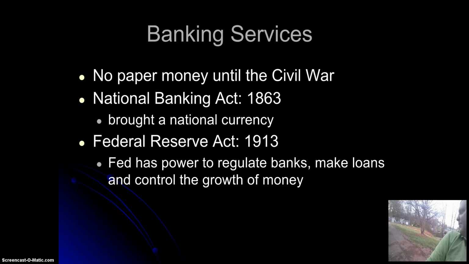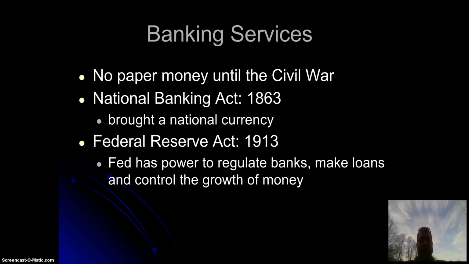The Federal Reserve Act of 1913 says the federal government, or the Fed, has the power to regulate banks, make loans, and control the growth of money. This is giving the Fed a lot of power. So this is where things start turning and things start going by the Federal Reserve System.